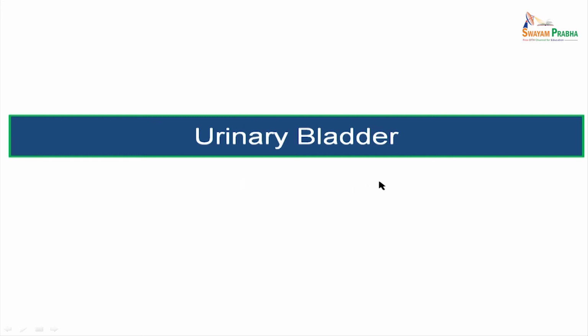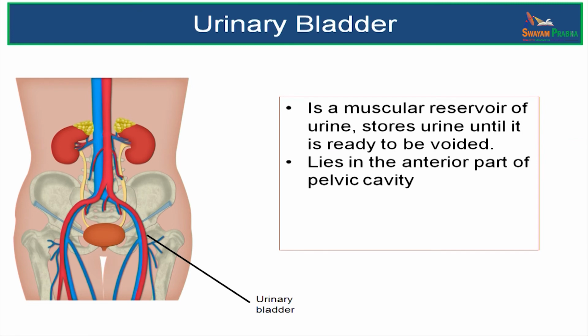Now, we will go on to the microscopic anatomy of urinary bladder. Again, to study the microscopic anatomy of urinary bladder, let us highlight some of the gross anatomical features of urinary bladder. As you all know, urinary bladder is a muscular reservoir of urine. What is it going to do? It is going to store the urine until it is ready to be voided.